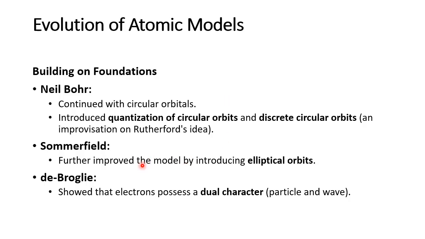Sommerfeld further improved the model by introducing the elliptical concept, that is, elliptical orbits. Next, de Broglie showed that the electron possesses a dual character, that means both particle and wave character.